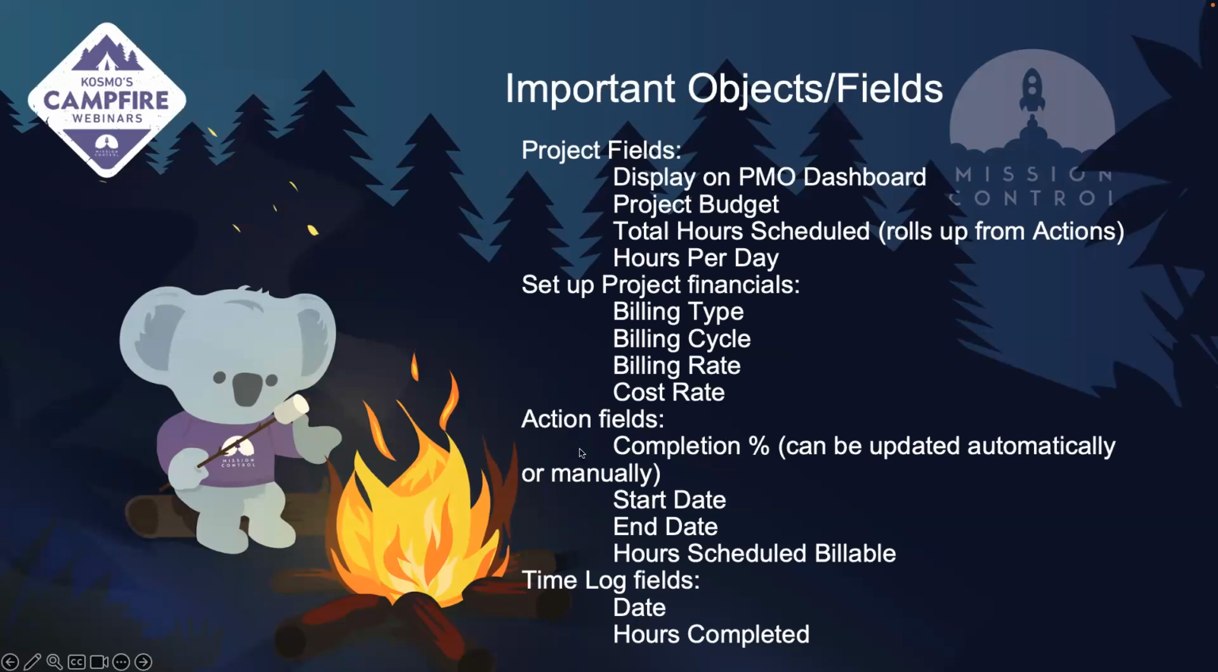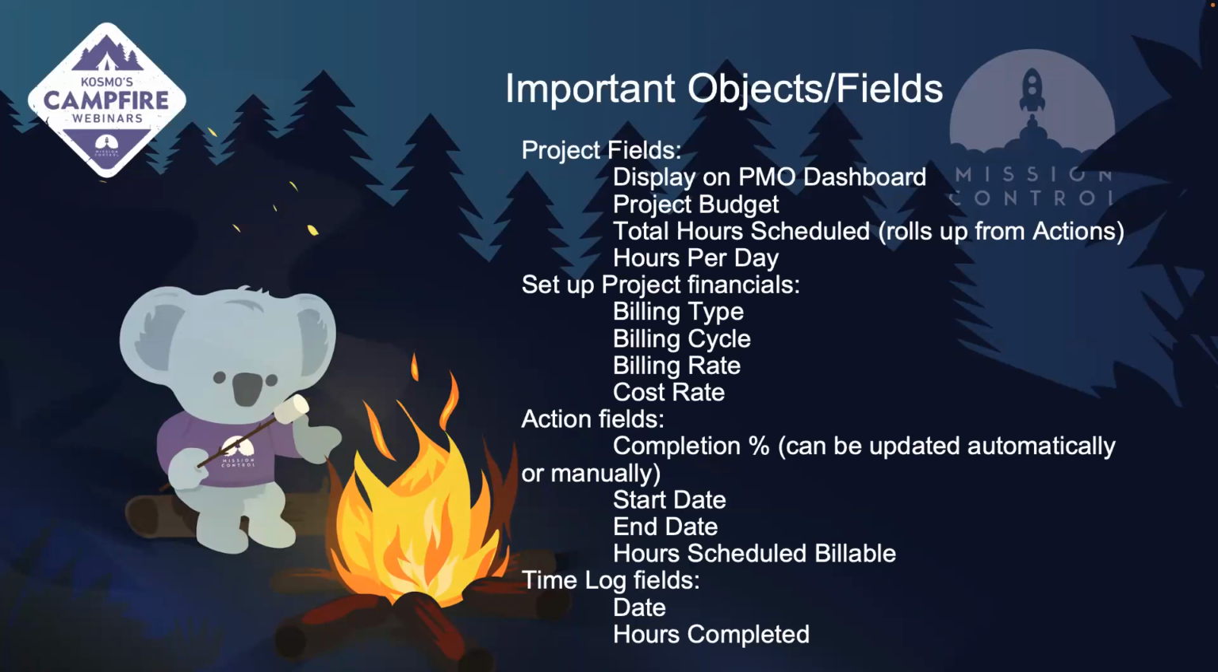Some key fields on the action would be your completion percentage. And we've seen that's involved in a lot of the planned and earned values and things like that. And then you also want to make sure you have your start and end dates populated. So that's what's going to determine your working days and different things like that for your actions. And then lastly, when your users or your resources are logging time, the date stamp of that time log is pretty important, as that will determine when you've collected your revenue and then the hours completed.